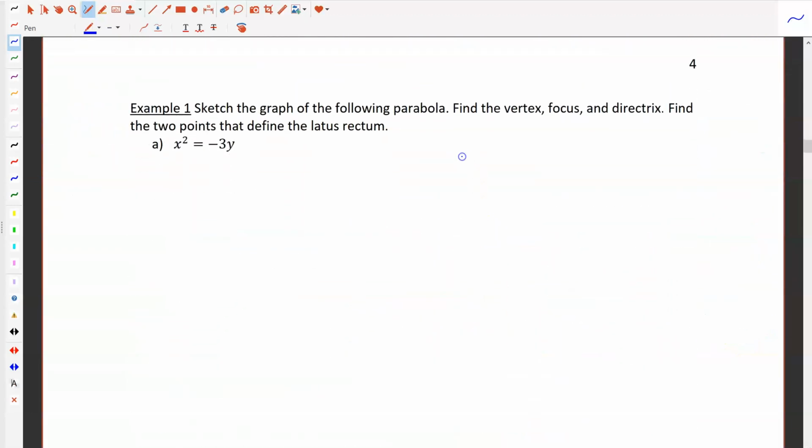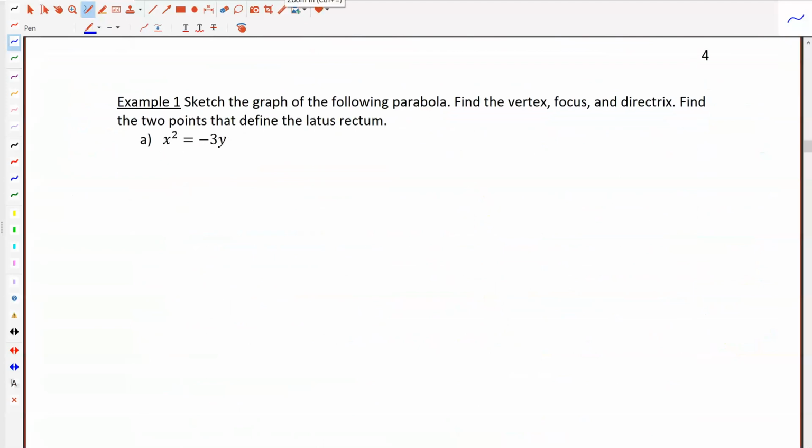All right, so here's going to be our first example. So we're going to sketch the graph of this parabola, find its vertex, focus, and directrix, and find the 2 points that define that latus rectum. So the equation is x squared is equal to negative 3y. All right, so some things to kind of notice right away is notice that since the x is squared, we know that those will open either up or down.